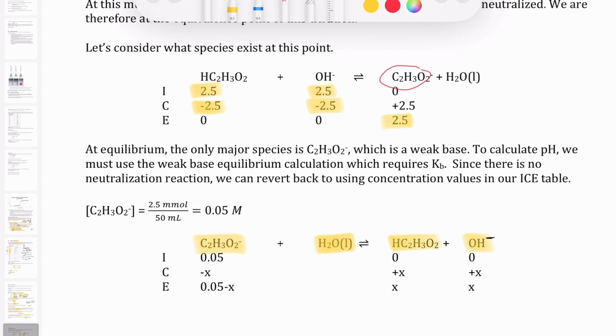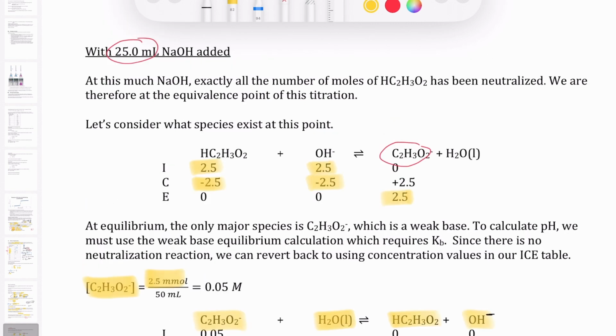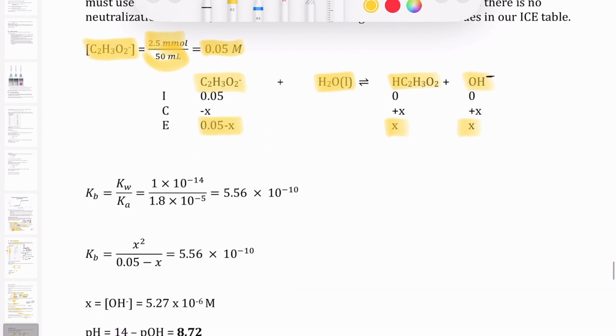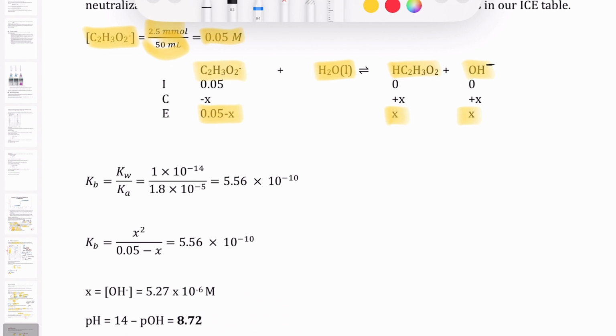And again, since I'm using Kb, I'm going to need to use my concentration values again. So what I did right here at the top is just to calculate the concentration of the acetate, which is 2.5 millimole. That's the acetate that I have, divided by the total volume. The total volume here is 25 of the acetic acid plus 25 of the NaOH. So as a result, it adds up to 50, and the concentration is 0.05 molar. Doing the calculation here, I have 0.05 minus x, and x at equilibrium. Now I'm going to need to use Kb.